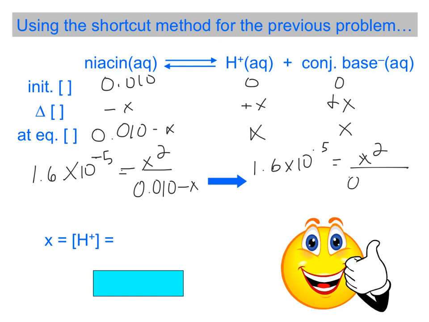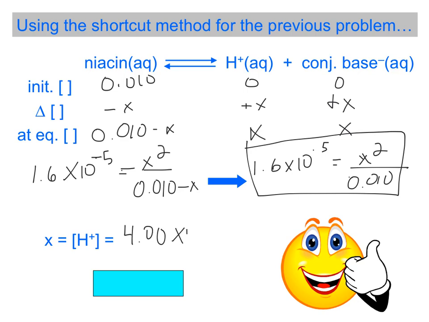X squared over 0.010. When I do that, I solve for my x. This is what you're going to be solving for on the AP exam. I get 4.00 times 10 to the negative fourth. If I take the negative log of that, the pH is 3.40. So that makes the answer basically the same as before. That is the answer you would put on the AP exam that would be acceptable.